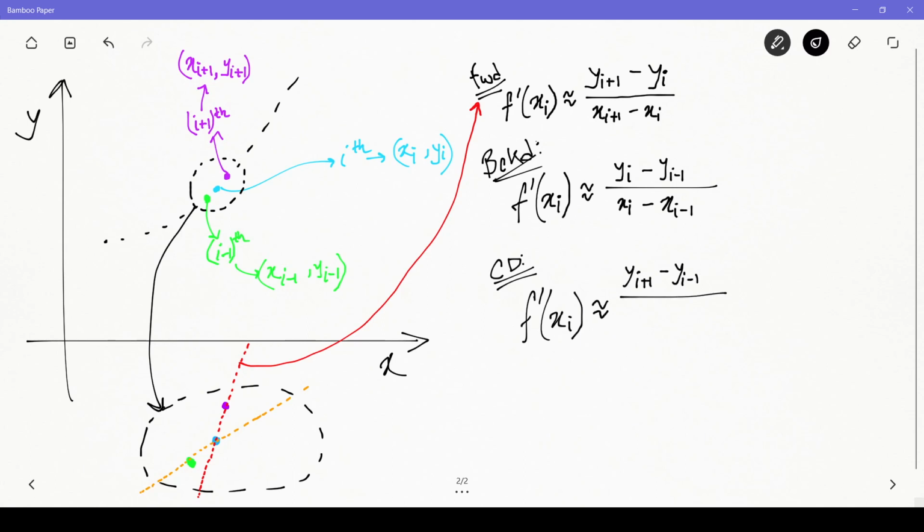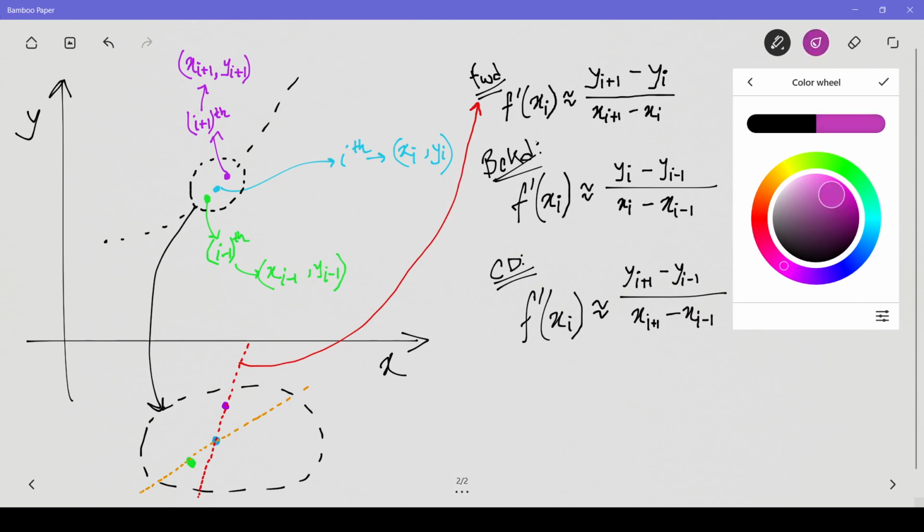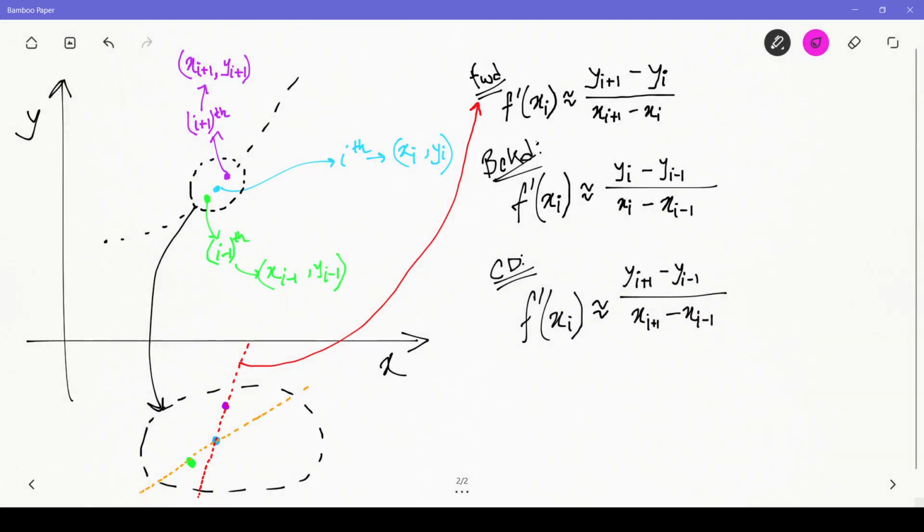So this time we are taking a span of 2. We are taking the difference of the y values of the i plus 1th point, this purple colored point over here, and the green point, which is the i minus 1th point, right? And again, at the denominator we have the difference of the x values, so we are going to write x sub i plus 1 minus x sub i minus 1. Okay. So again, let's introduce another notation over here.